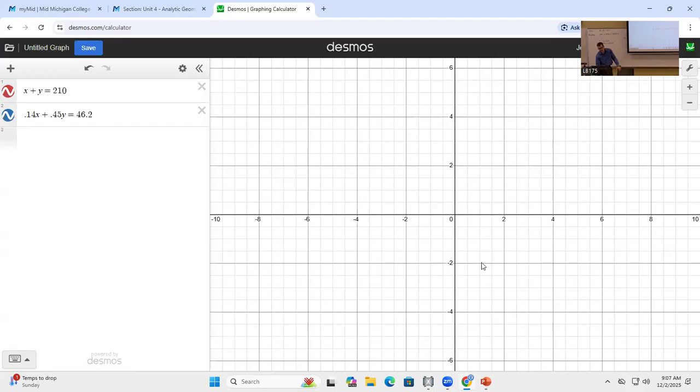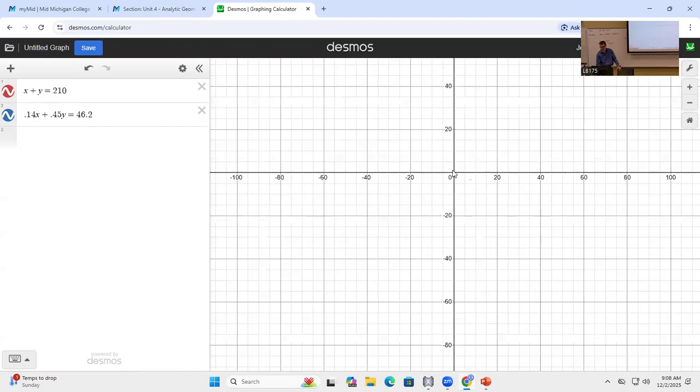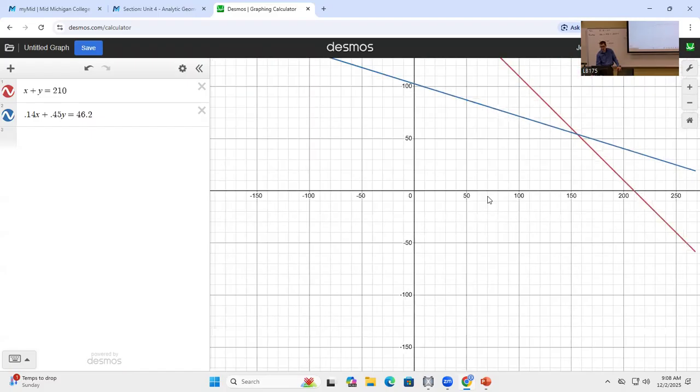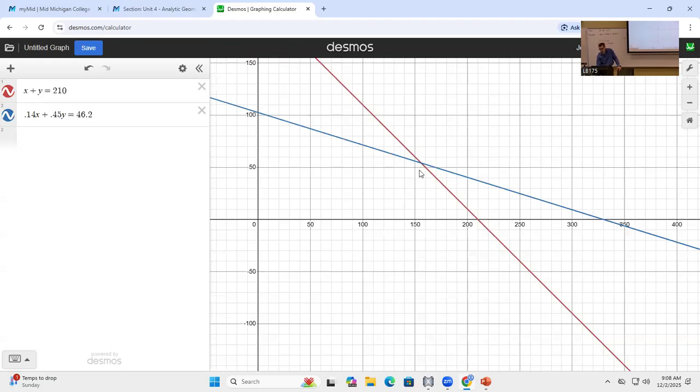Now, obviously, I don't see any lines in this view, because you have to plug in like x of 210, y of 0. So I have to scroll out pretty far to see these lines. But once we do see those, we can see that they cross at a certain point. And that point is 155.81, 54.19.